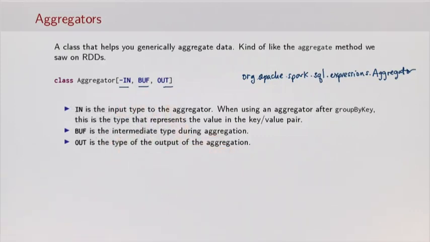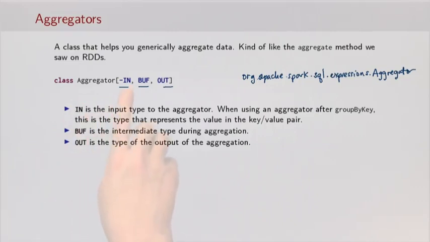So if you think about this aggregate method that we saw before on RDDs, it allowed us to change the types and to do things in parallel. So we broke up our computation into a couple of functions so it was possible to compute some pieces in parallel and then to combine them all later. So this is exactly what this class aggregator is going to do.